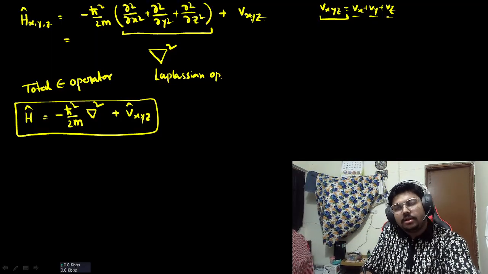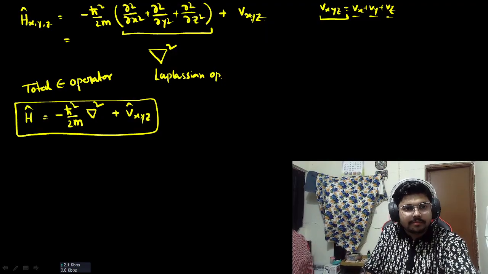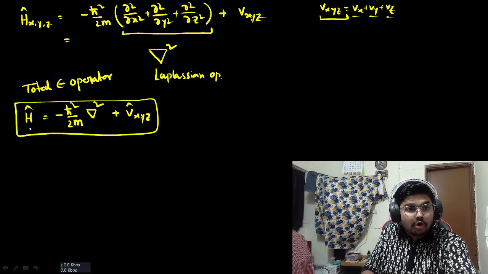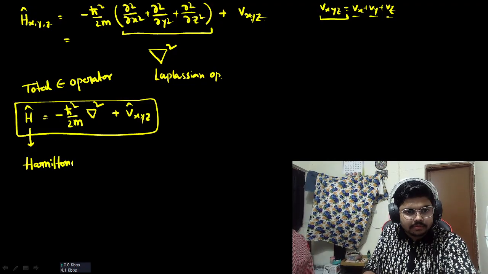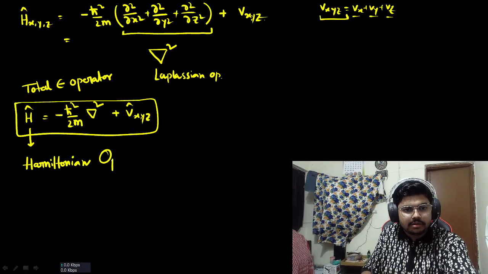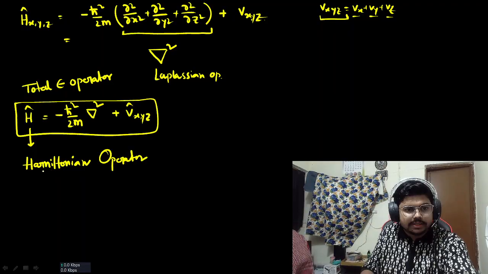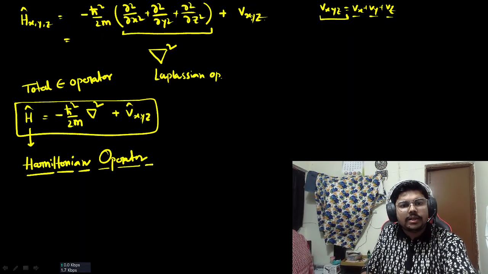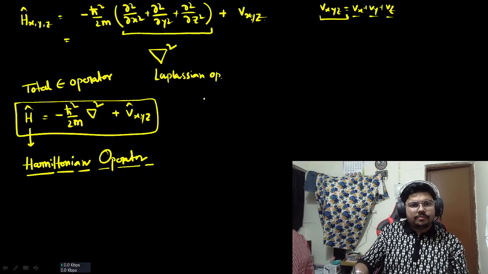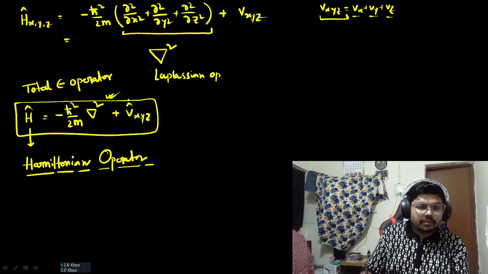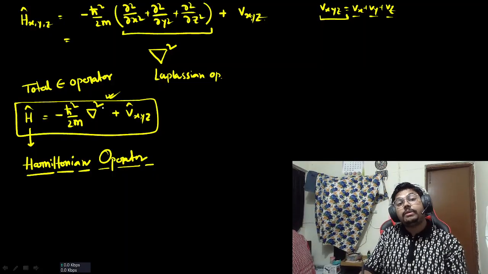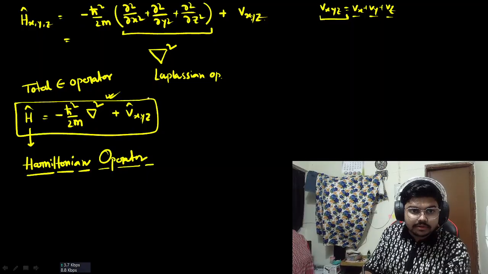In classical mechanics we say it is total energy. In quantum mechanics we call it the total energy operator, or what we call the Hamiltonian operator. This H we will be calling the Hamiltonian operator. So a very significant equation of quantum mechanics is this, the operator of total energy. With this you can calculate the total energy of a quantum mechanical particle, right? So this is very significant.